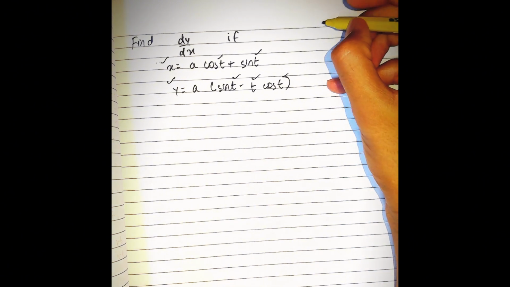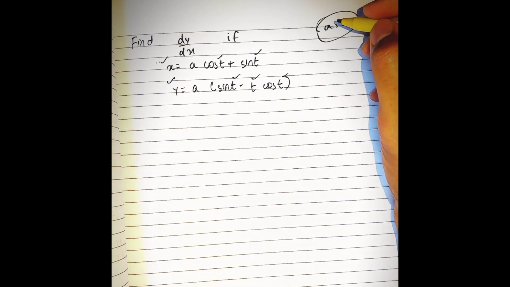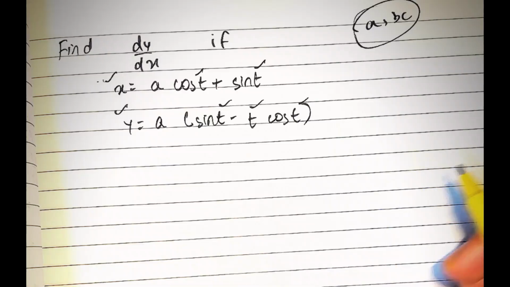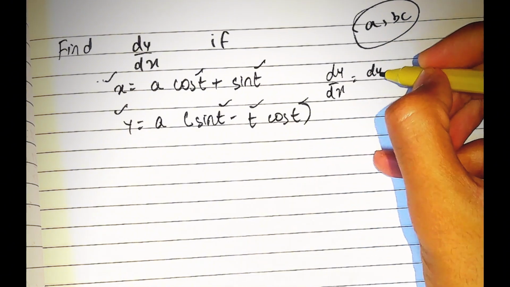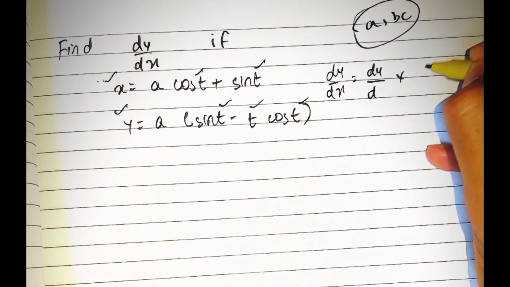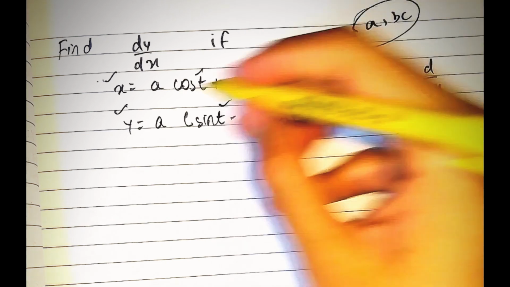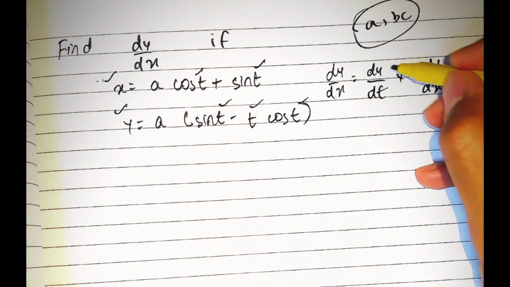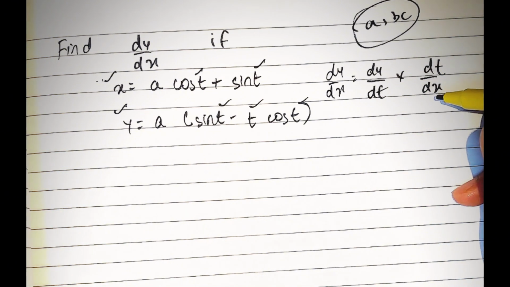Now remember, the letters a, b, c are always constant whenever we are trying to find the differentiation of anything. So a is the constant, and we have to find dy by dx. The chain rule would be dy by dt multiplied by dt by dx. These are the predefined variables x and y, and what is the third variable? t. So we have to find the derivative of y with respect to t and then the derivative of t with respect to x.